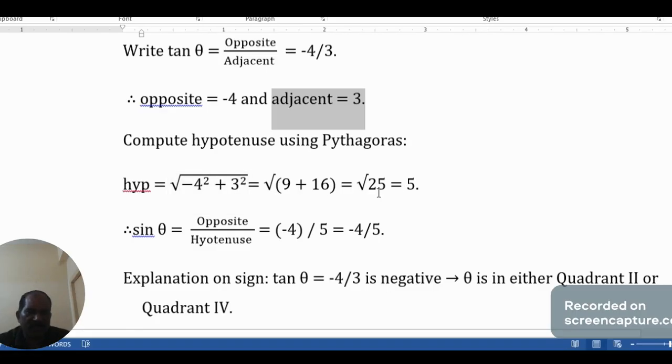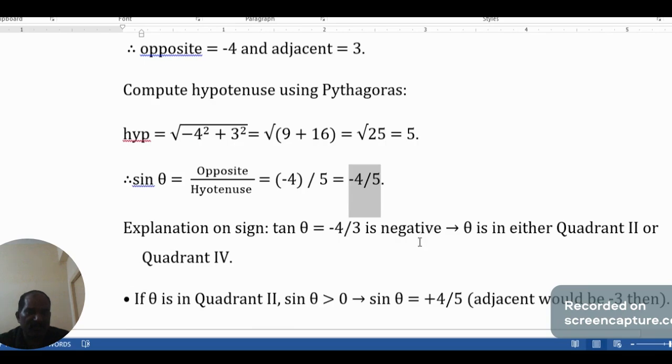So sine theta, we know, is opposite side divided by hypotenuse. Opposite side is already given as minus 4 here, and we have got hypotenuse as 5. So the value of sine theta is minus 4 by 5. So we got the answer, and we need some more explanation to understand the problem very clearly.